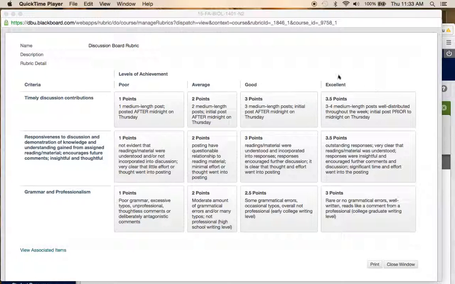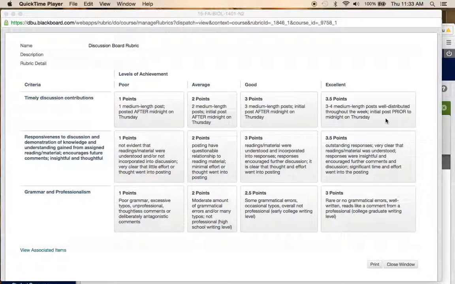So to get the most points under this section, you need to have several posts that are a medium length. And when I say medium length, I mean about a paragraph. That are well distributed throughout the week, not all posted on the same day, and at least your first post is before midnight on Thursday.